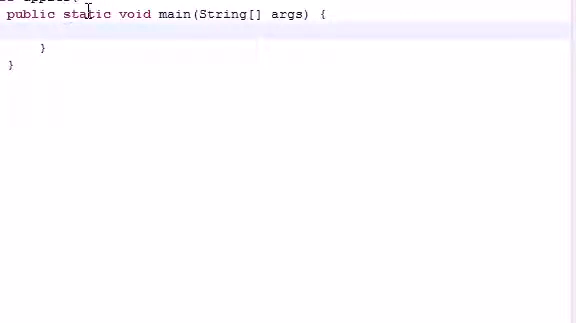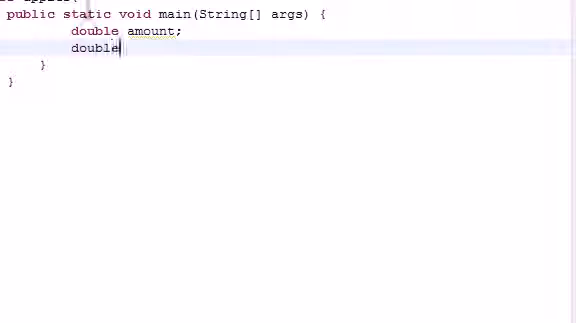We need three variables. Double amount, and we don't know what this is yet, so we're just going to leave it unset. Double principal. Again, we're using double because we want to use decimal points. We can't use int because these aren't whole numbers.